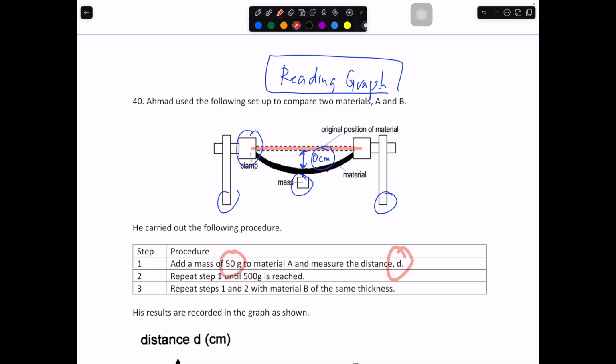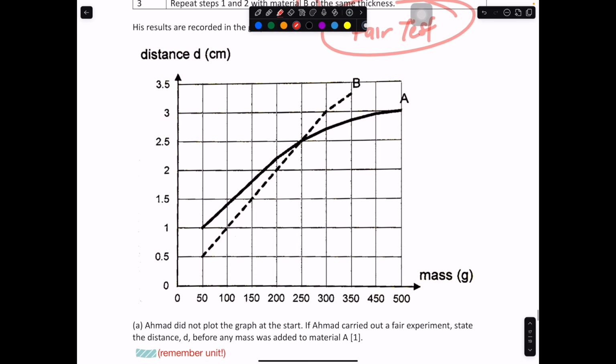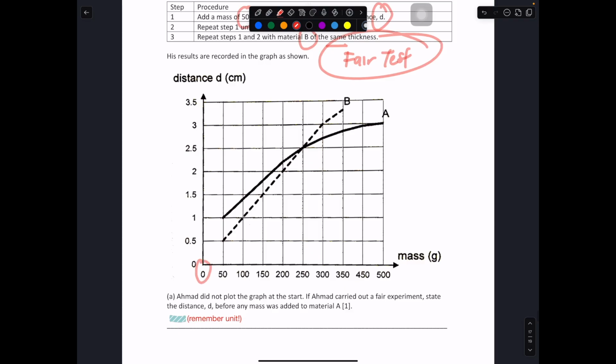So the procedure is: you add a mass of 50 grams to material A, then you measure D, then you repeat until 500 grams is reached, then you repeat with material B of the same thickness. Trying to ensure that this is a fair test. Only the material is changed, the thickness remains the same. So these are the results being recorded. This is a very nice graph from 0 until 500.